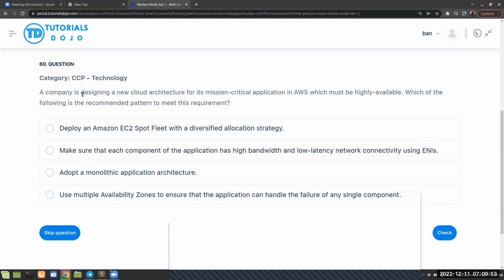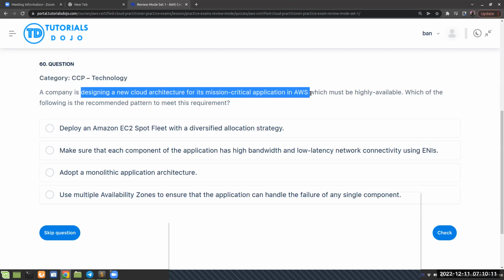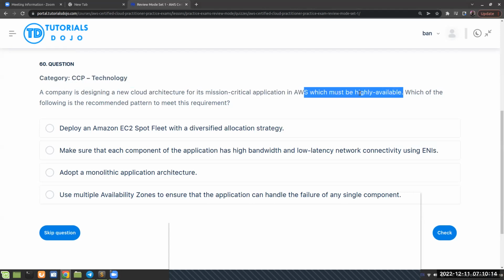The next question is for you, Adam. A company is designing a new cloud architecture for its mission-critical application in AWS, which must be highly available. Which of the following is the recommended pattern to meet this requirement? So you are designing a new cloud architecture for your mission-critical application in AWS, and it has to be highly available. So what is the recommended pattern to meet this requirement?